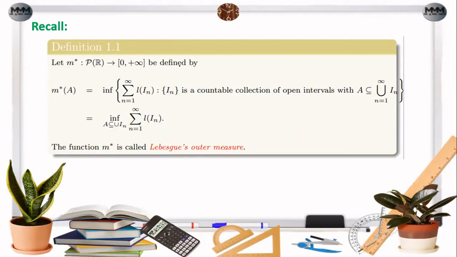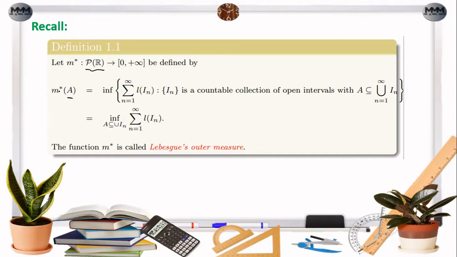So we let here a function m star from the power set of the set of real numbers to the closed interval from 0 to positive infinity. Now this function here is defined by this one. We have m star of A. Take note here, our A is the set. It is a subset of the power set of R.